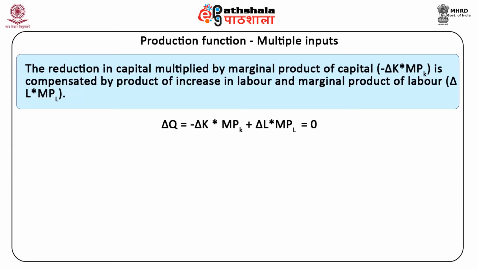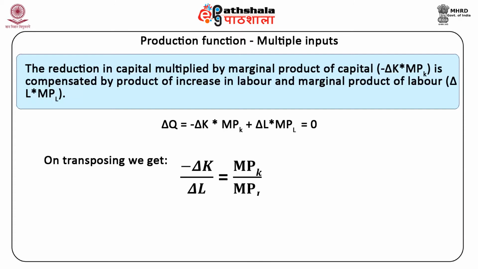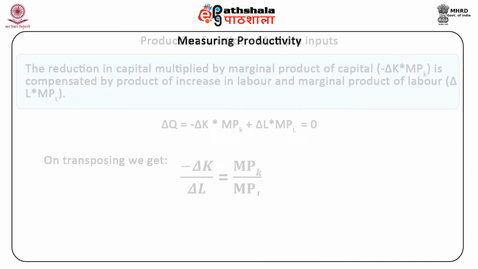Change in Q is equal to minus change in K into MPK plus change in L into MPL, which is equal to 0. On transposing, we get minus change in K upon change in L is equal to MPL by MPK. This gives us the slope of the isoquant, implying that the MRTS of capital and labor is equal to the ratio of the marginal product of labor and marginal product of capital.